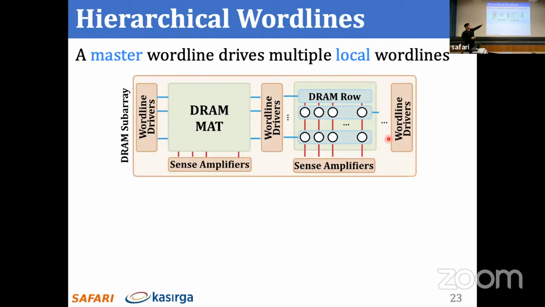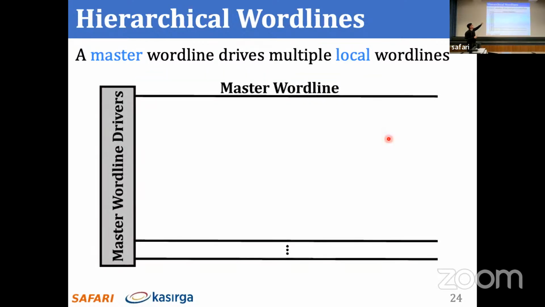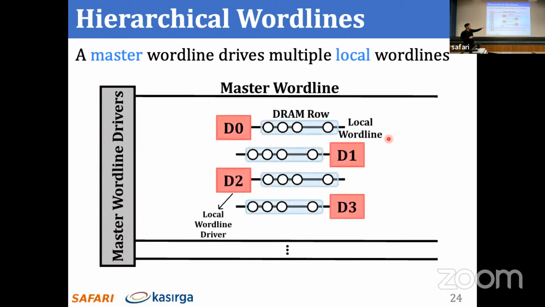So this is the same figure that I showed in the background. It depicts a DRAM subarray. And here you can see that a master word line in the hierarchical word line scheme drives multiple local word lines. If you're looking at the DRAM mat, we have master word lines and we have local word lines. Local word lines drive the word lines that I showed you in the previous figure that enable the access transistors. Master word lines select which set of local word lines will get enabled.